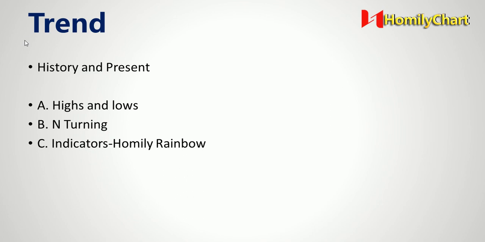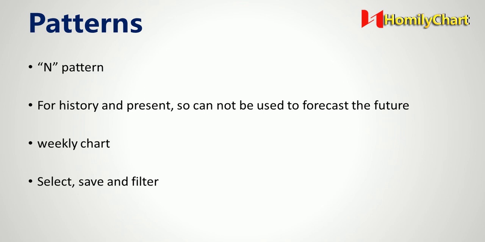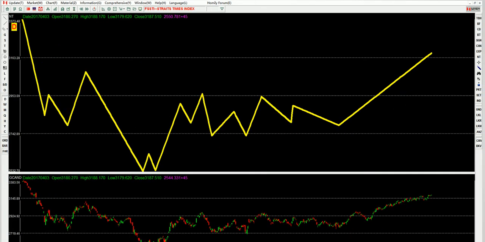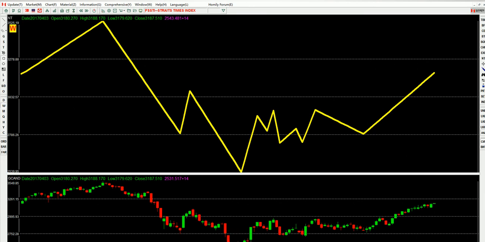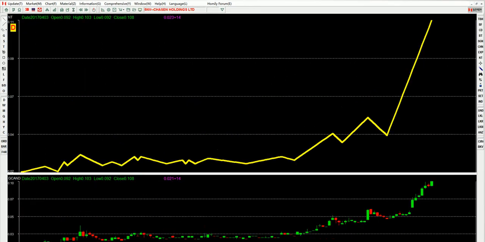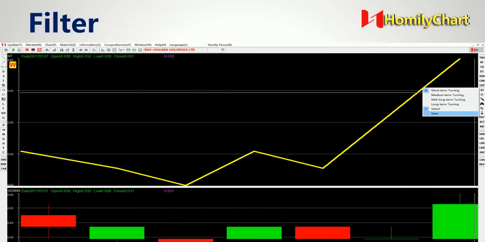So the next one. How to judge the trend? We can use highs and lows, N turning or the rainbow to judge whether the trend is uptrend or downtrend. Okay, so N pattern, I already taught you. You can use N turning to judge. If you use N turning, you'd better use weekly chart. If you use weekly chart, use short-term N turning. If you use daily chart, better to use medium-term N turning. Okay, so this is this one. Then filter, I already showed you how to filter. Like maybe you want to filter some stocks like this strong stock pattern. You can use this method to filter, okay?